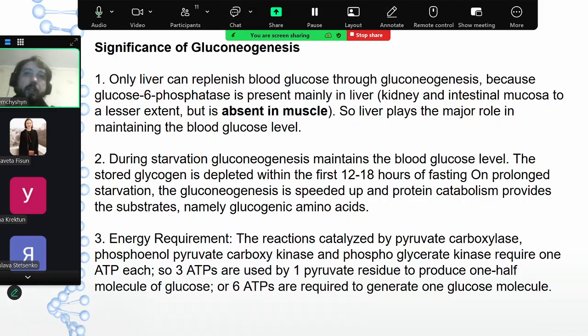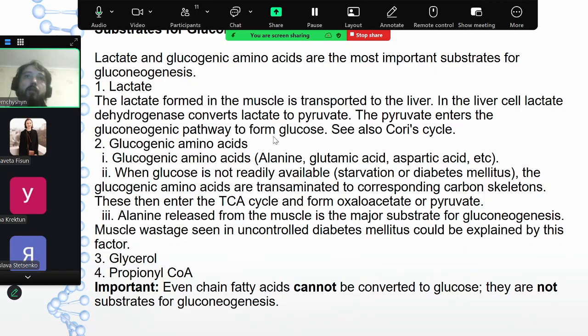On prolonged starvation, gluconeogenesis is speeded up, and protein catabolism provides the substrates, namely glucogenic amino acids. As for the energy requirement: the reactions catalyzed by pyruvate carboxylase, phosphoenolpyruvate carboxykinase, and phosphoglycerate kinase require 1 ATP each. So 3 ATPs are used by one pyruvate residue to produce 1/2 molecule of glucose. So we should use 6 ATPs to regenerate one glucose molecule.